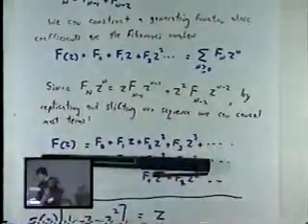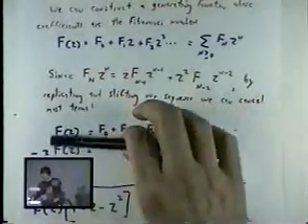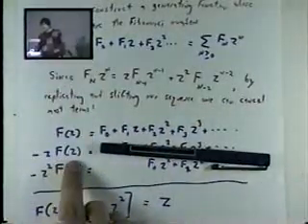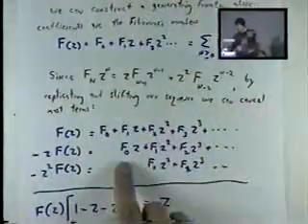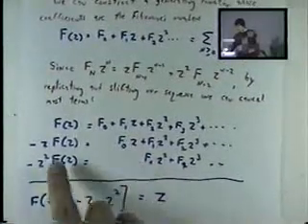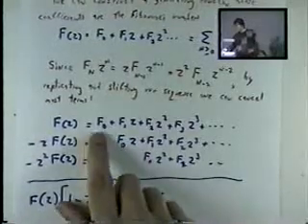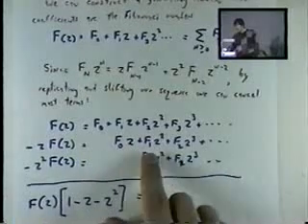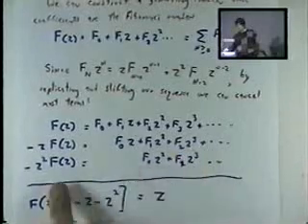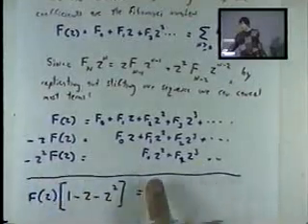Certainly we know that f of z is going to be equal to this, right? My claim is z times f of z. What is z times f of z going to be? If you want to think of it that way, it's going to be shifting the sequence over by 1, right? So z times that is going to give me f0 times z, f1 times z squared, f2 times z cubed, dot, dot, dot. Correct? And similarly, z squared times f of z is shifting it over 2 places, right?